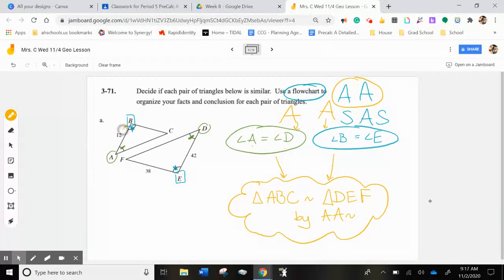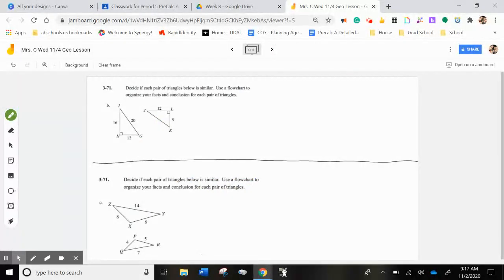If I wanted to look at the side lengths that were still given, I could have checked for SAS, but notice here, I have no more side lengths. So SAS wouldn't have been able to be accomplished because we would have been missing one of the side pairs. So we had to use angle here. Let's go try a few more.